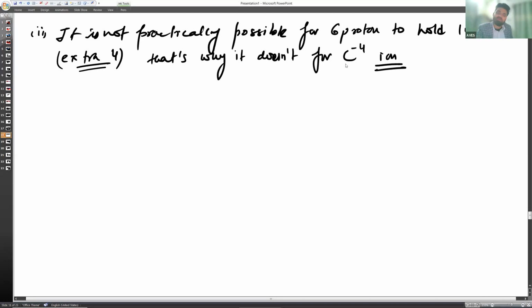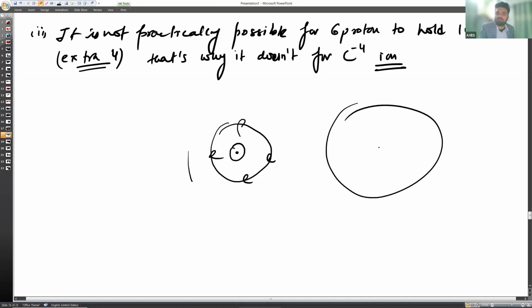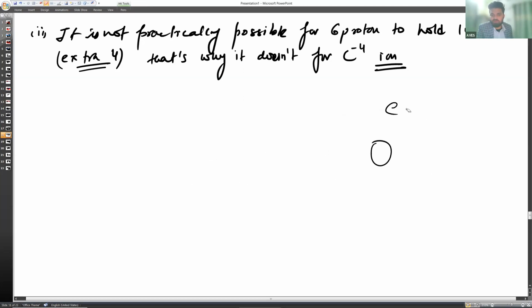Because as you keep on adding the electrons, due to internuclear repulsion, the size of the atom will keep on increasing. So if it has 6 electrons here, when you add the extra electrons, the size of the atom will not remain the same. It will keep on increasing. And when it keeps on increasing, the nucleus will go far away from the outermost shells, and because of that, it will not hold the 4 electrons. Okay. Got it?